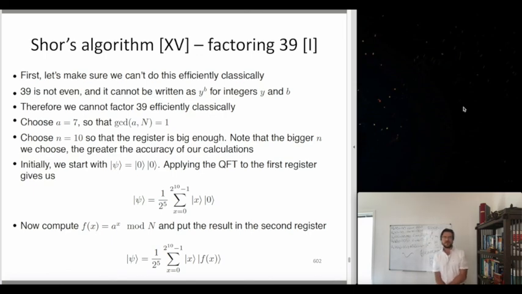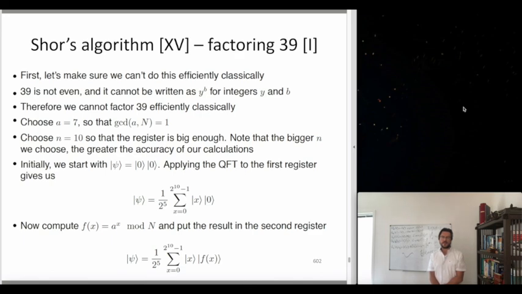So it's not even, and therefore it cannot be written as y to the power of b for integers y and b. So we cannot factor 39 classically efficiently. That's the proof for that. So that's the test you want to do. We choose a randomly. So we choose a equals 7 so that the greatest common denominator of a and n equals 1. Choose a so that the GCD of a and n is 1.